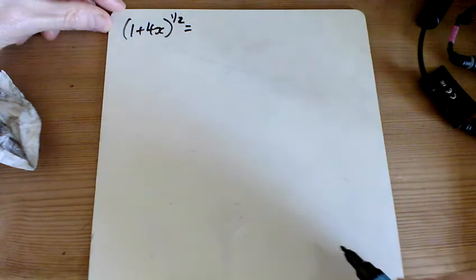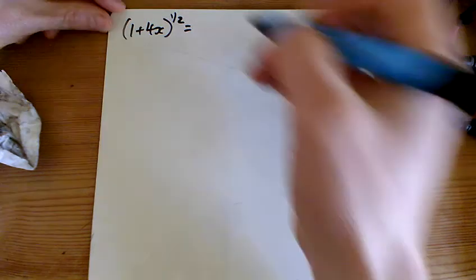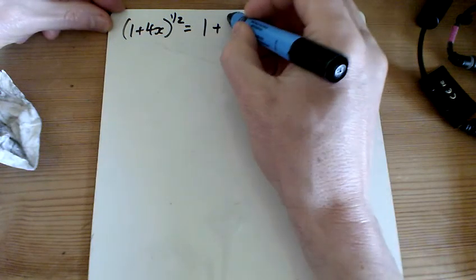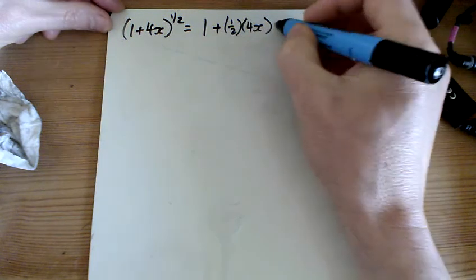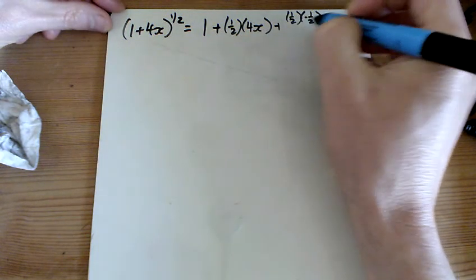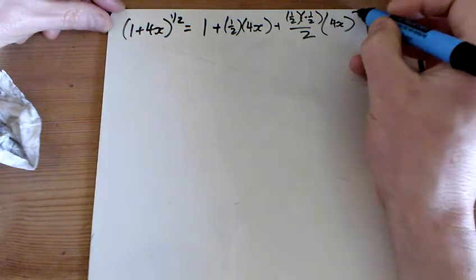Question 2, we're being asked to use the binomial expansion of (1 + 4x) to the power of a half, going up to the first three terms. So the first term is going to be 1, and the second term is n times ax. The third term is n times (n - 1) over 2 times (ax) squared.